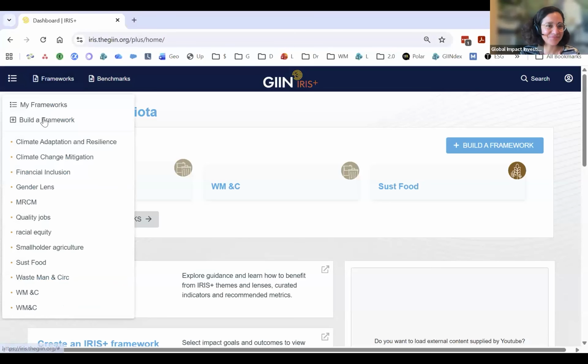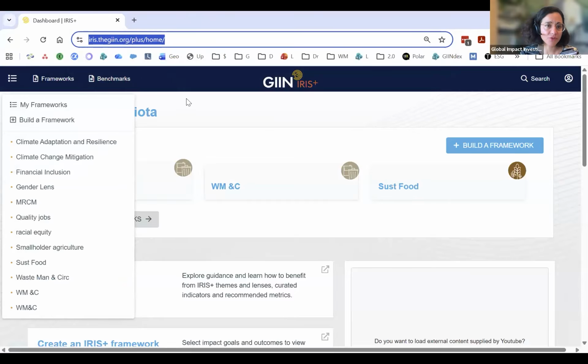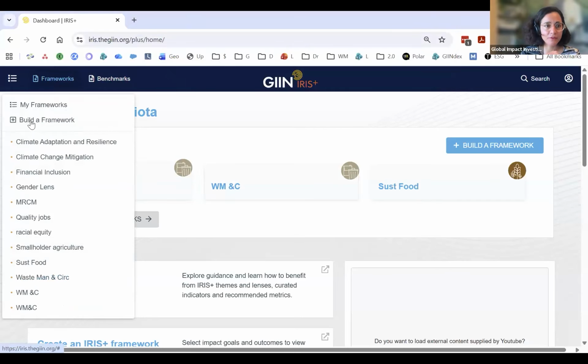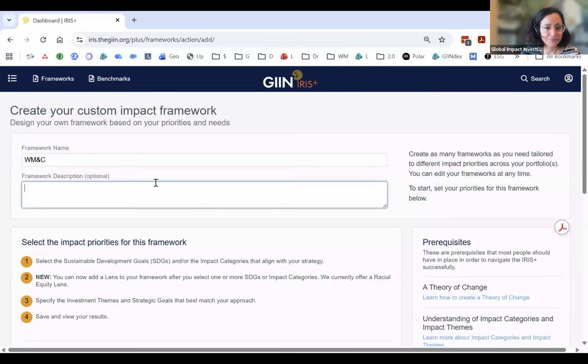So here we have the Iris Plus website. It's iris.thegiin.org. If you go to iris.thegiin.org, you're able to go into this view. What you will need to do to access the material is build a framework. Click at the top here and build a framework. I've been building a few around waste management circularity as I've been conducting these webinars. So let's build another one.